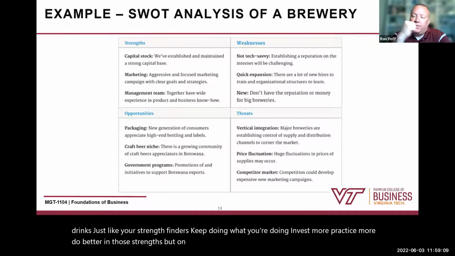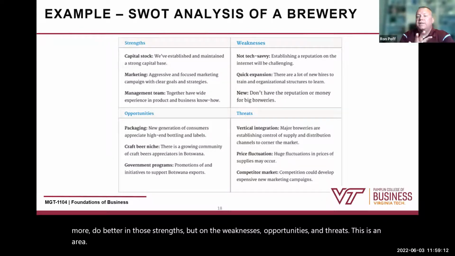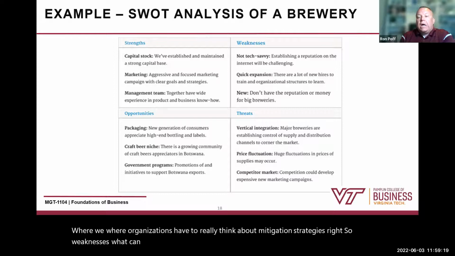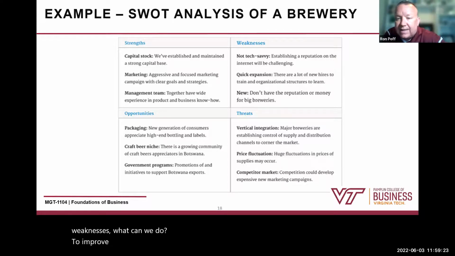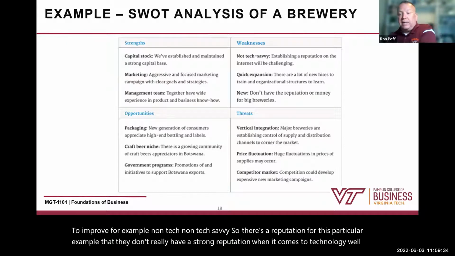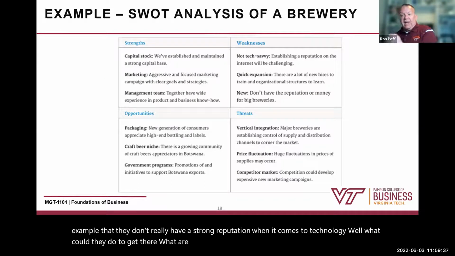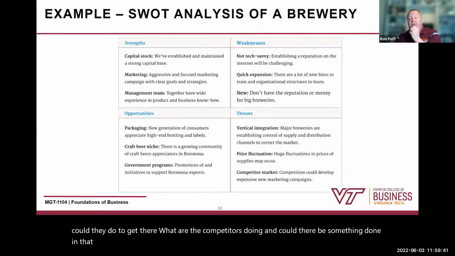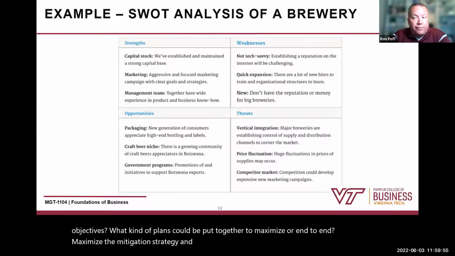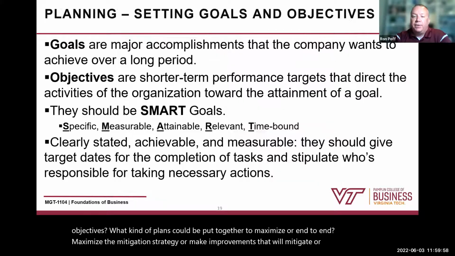But on the weaknesses, opportunities, and threats, this is an area where organizations have to really think about mitigation strategies, right? So for weaknesses, what can we do to improve, for example, being non-tech savvy? There's a reputation in this particular example that they don't have a strong reputation when it comes to technology. Well, what could they do to get there? What are the competitors doing? And could something be done in that regard? Then opportunities and threats, same thing. What kind of goals, objectives, and plans could be put together to maximize the opportunities and mitigate or eliminate the threats?